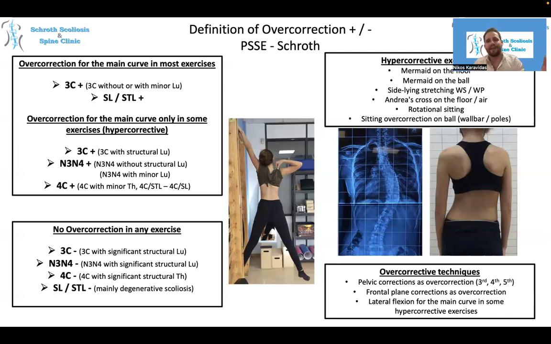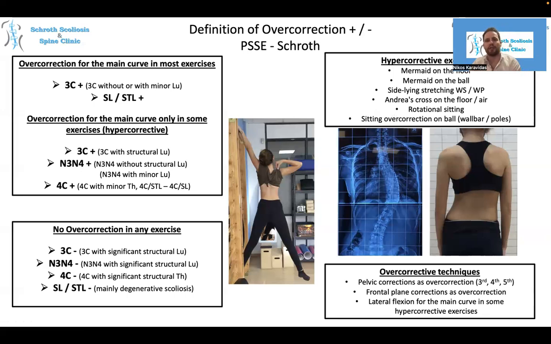So, of course, in every curve type, we go into the ideal correction. The concept is that in some curve types, we are allowed to go into the maximum of correction, to get into some overcorrection and to do it safely, avoiding any compensations. So when we have 3C plus with a structural lumbar scoliosis, or non-3, non-4 plus, or 4C plus, this means that we can get overcorrection for the main curve in some exercises. So only in the so-called hypercorrective exercises, and we have a list of some of them here.